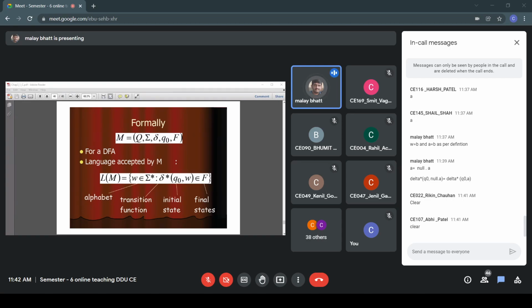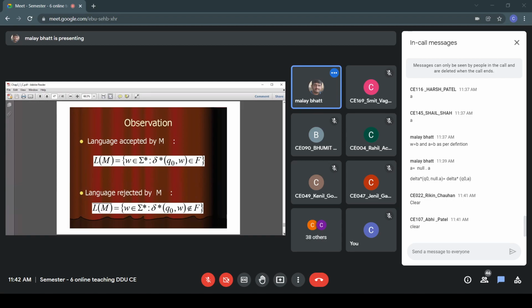You traverse the string, and if it leads to an accepting state, then that string is a part of the language. Similarly, a string rejected by the machine is a string from sigma star where, after you traverse the entire string, you get a state which is not an accepting state. Then it is rejected by the machine.